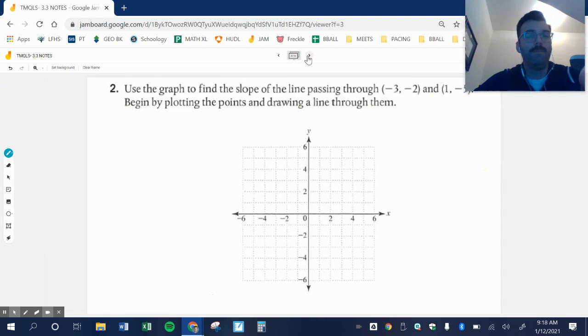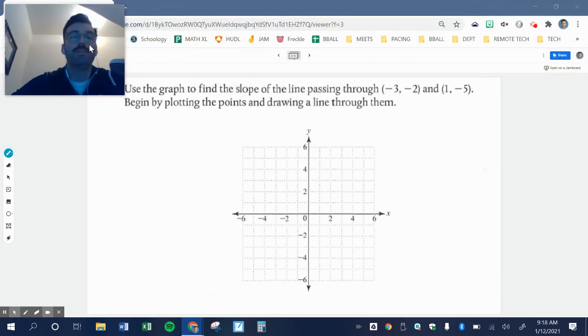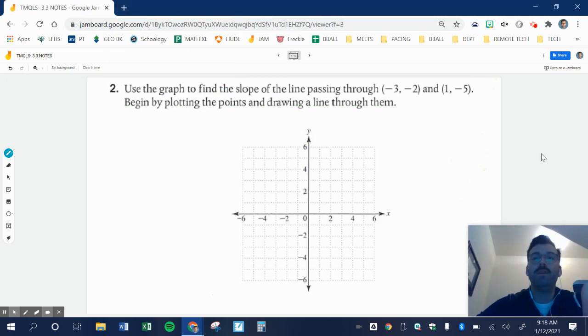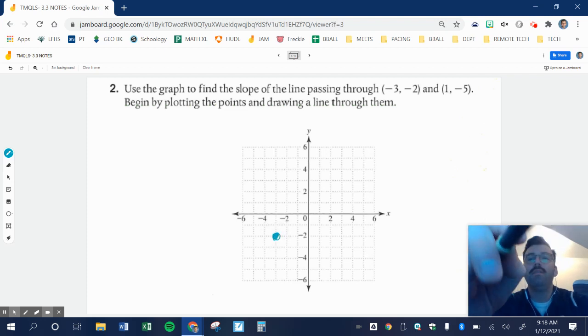Okay, but let's talk about this example. So I skipped the first example because it basically just gave you the solution. I just wanted to try one with you. If you want to look over that first example, go for it. So I'm looking at page 314 now, for those of us that have a book. All right, so I'm going to plot these two. It says use the graph to find the slope of the line passing through (-3, -2), which is right here, and then (1, -5). So again, my slope, my rate of change, is rise over run.